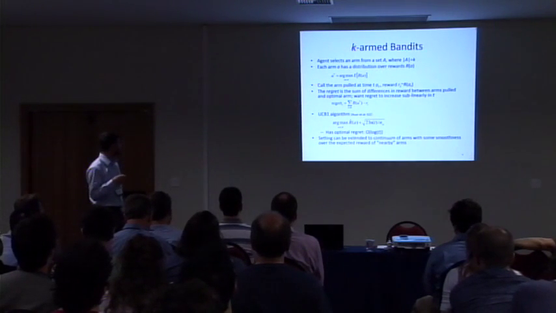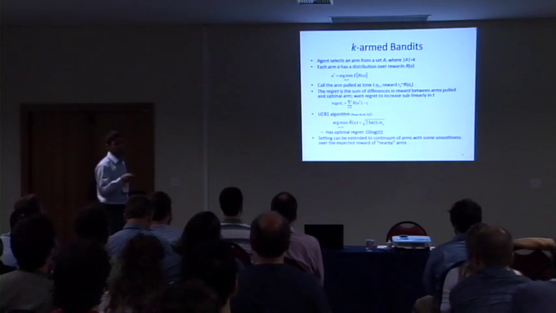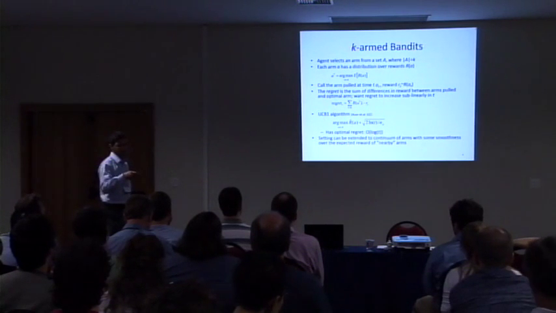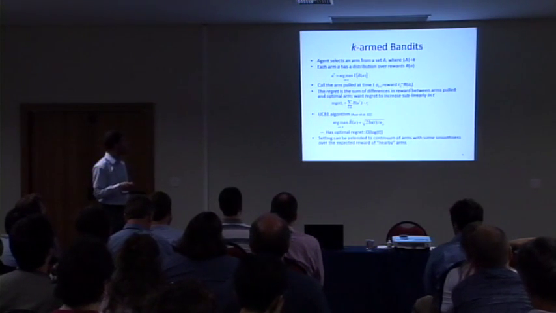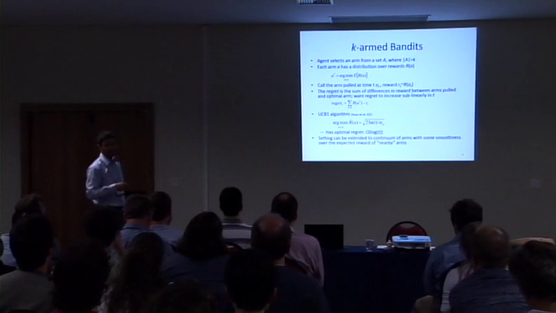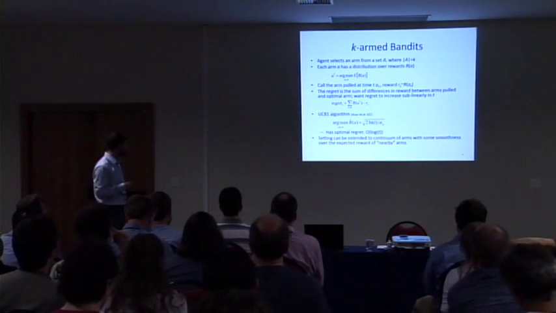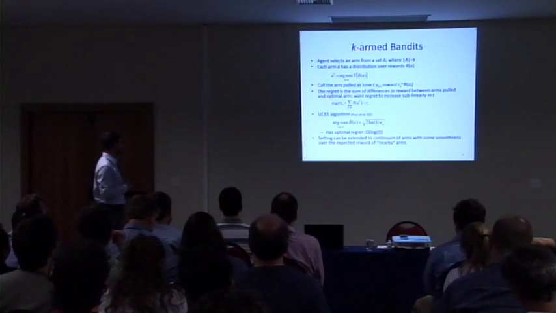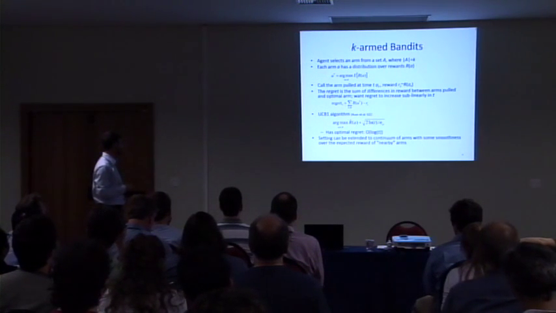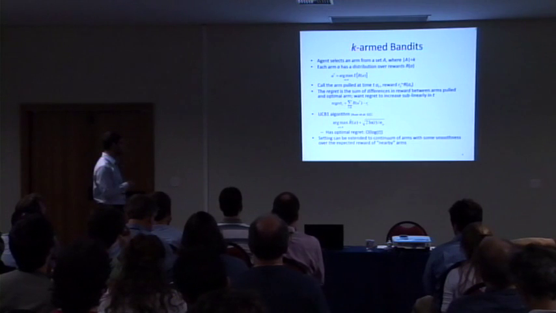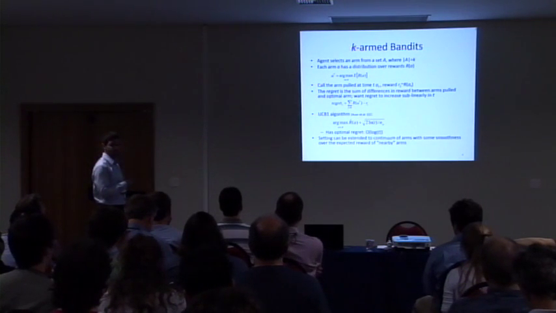We refer to regret as the difference between the reward that the agent achieved up to some point in time and what it would have had if it had pulled the optimal arm at every time step. In this setting, it turns out this simple equation, which is called UCB1, is optimal. It has regret that's logarithmic in time.